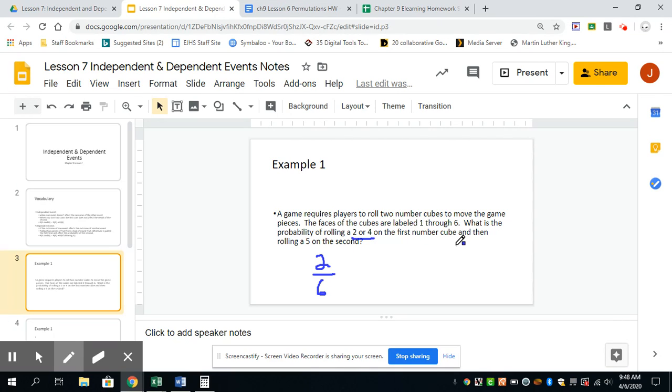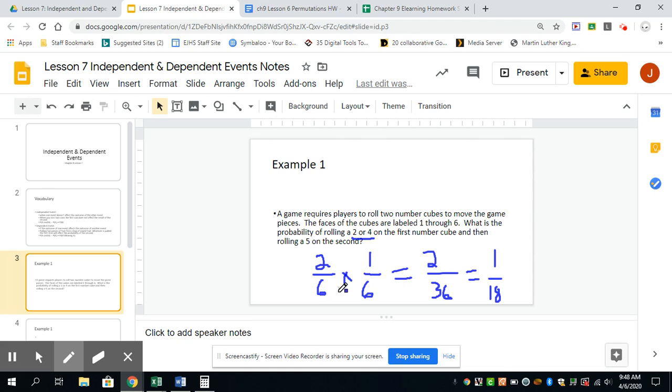Then we're going to roll the second cube, and we want to roll a 5. Well, 5 is only 1 out of my 6 options, right? It's only one side of that die. So this was 2 sides of the die, and this is one side of the die. To have those occur together, we would want to multiply that. And so you would get 2 over 36. As always with probability, we need to reduce that into lowest terms. So this becomes 1, and then I need to cut 36 in half, which would be 18. So I have a 1 in 18 chance of getting these 2 things to occur.